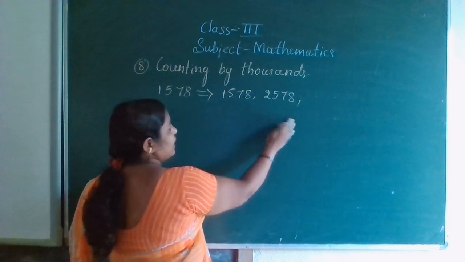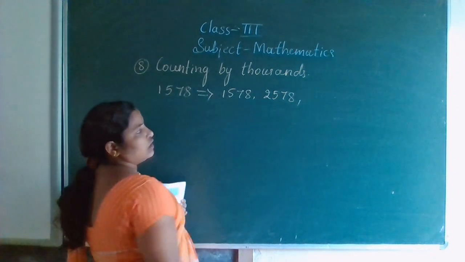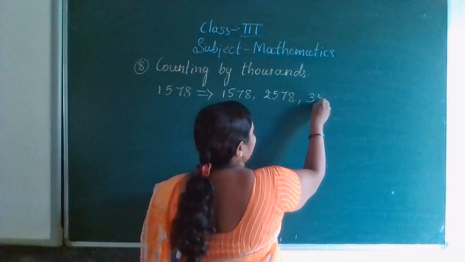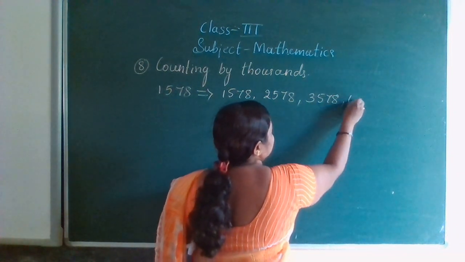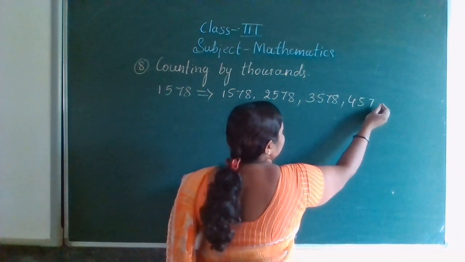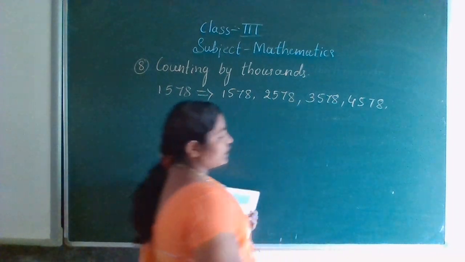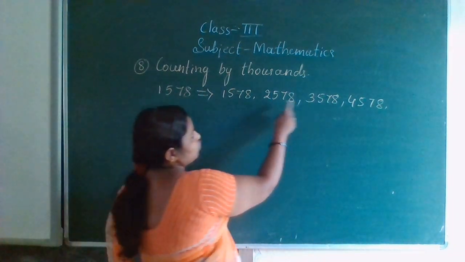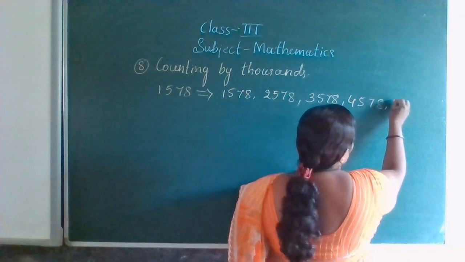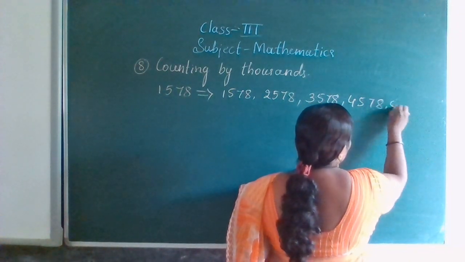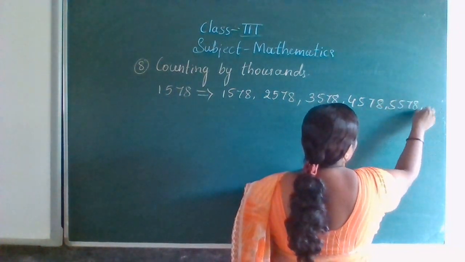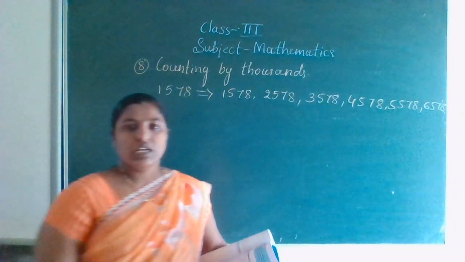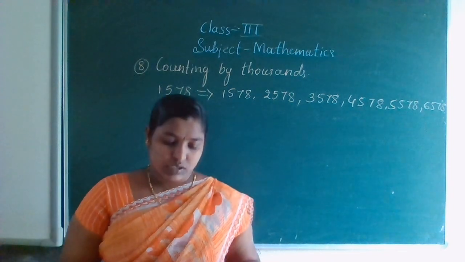2578. Again add 1000 to the second number. It will become 3578. Then 4578. How many they asked? Only 5. So 1, 2, 3, 4. One more. 5578. 6578. This is skip count thousands.